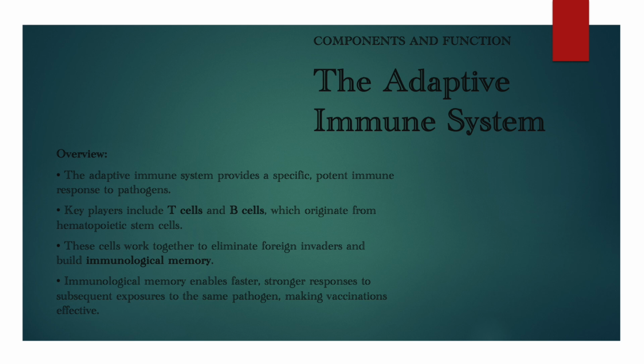In addition, they develop into memory cells after their initial encounter with these pathogens, which allows for quicker and more robust responses upon re-encountering the same pathogen. This ability forms the basis of how vaccinations work. It provides long-term protection against diseases. So, let's begin by understanding the key components and functions of the adaptive immune system.